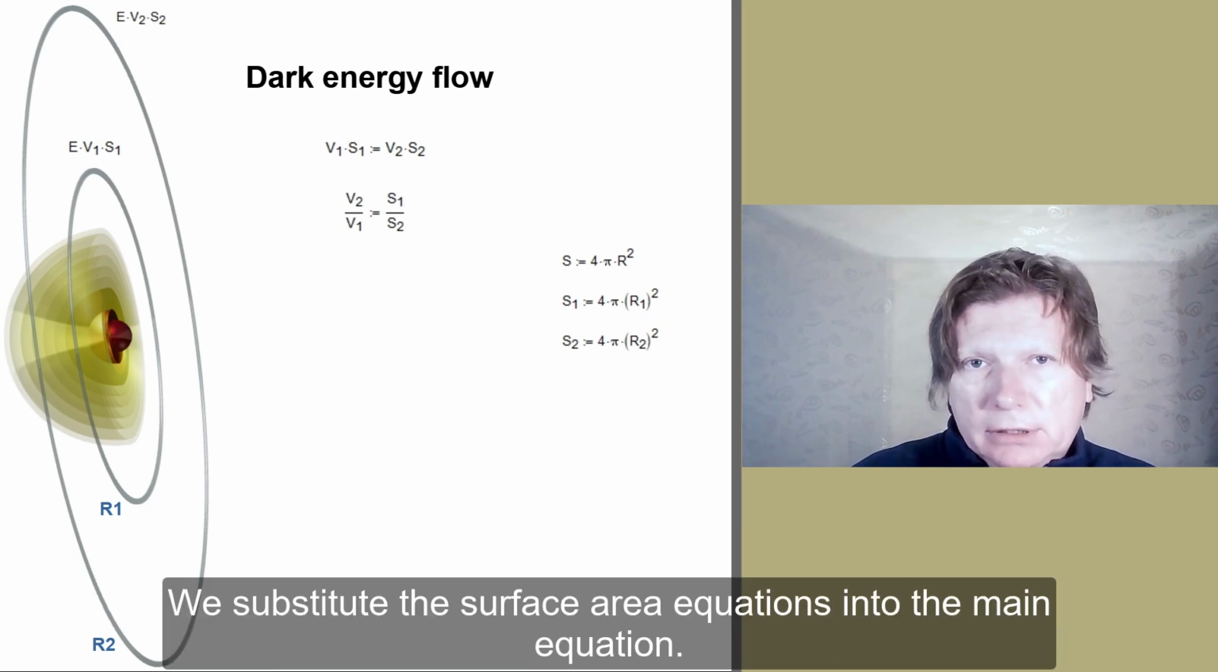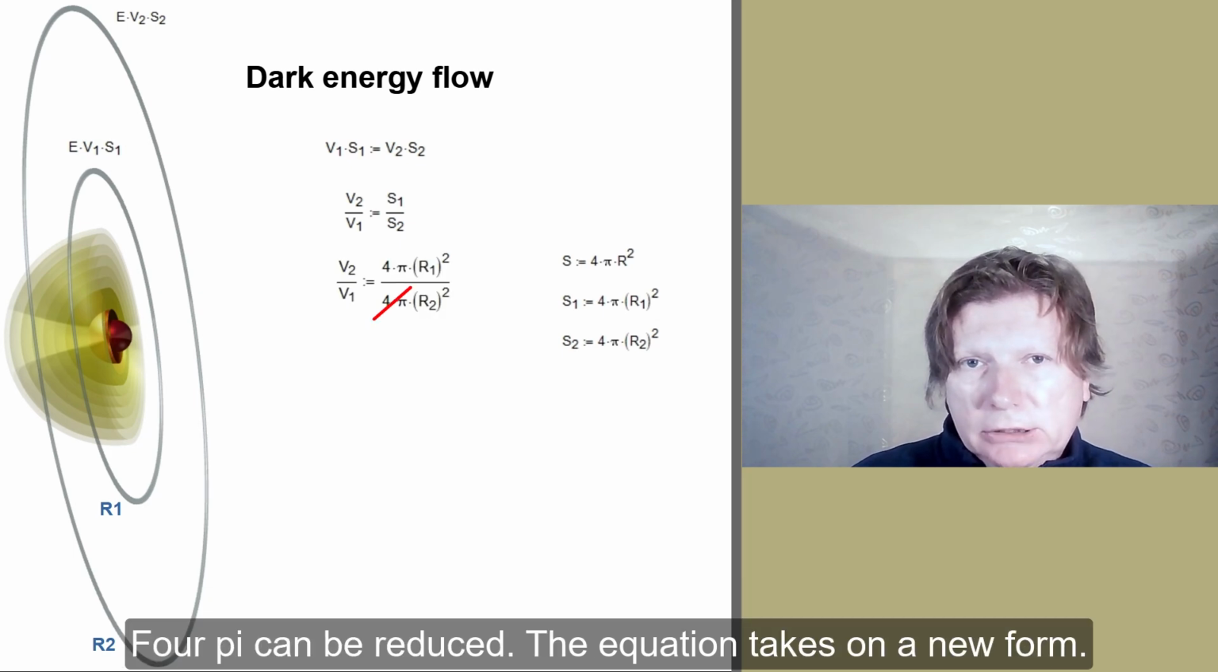We substitute the surface area equations into the main equation. 4 pi can be reduced. The equation takes on a new form.